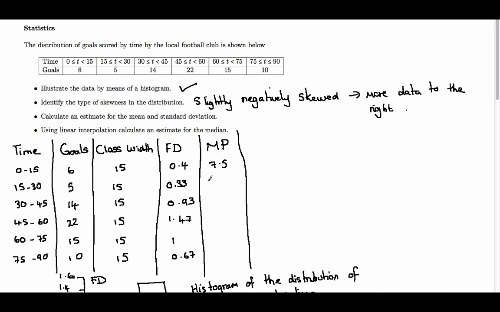For the next one, it's 22.5, then 37.5, 52.5, 67.5, and 82.5. So I've calculated my midpoint. My next thing I need to work out is the midpoint times the frequency.